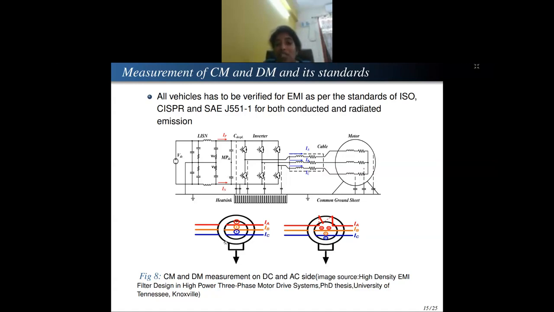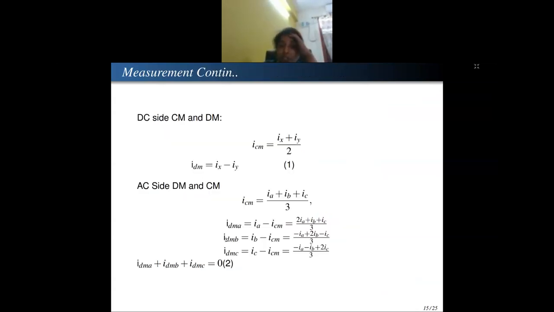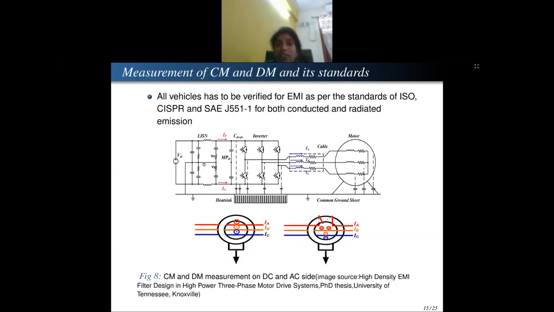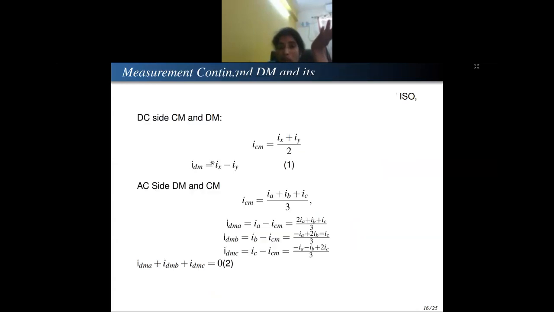Okay. So what is the differential mode component? How do we do it? First we will see the equation, and then we will come back to this measurement. So DC side CM. If you look, DC side is this, AC side is this. On the DC side, I have said all of the noises will be made available across Vx and Vy. As I have defined for a two-wire system, what is common mode?